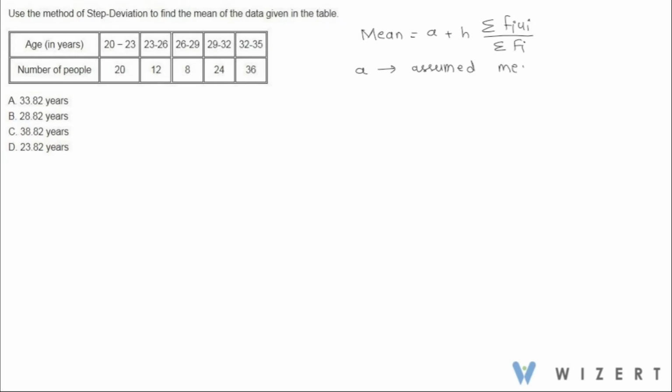assumed mean, fi is frequency of ith class, ui is xi minus a divided by h, where this xi minus a is deviation.